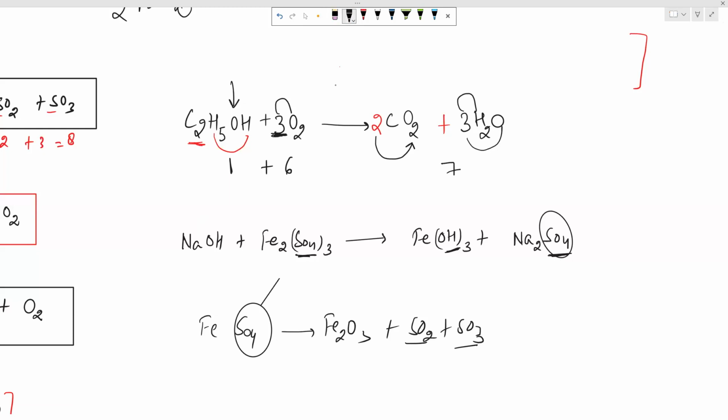Okay. So you can consider how many sulfate ions are there? 3. And how many are there? 1. How many OH ions are there? 3. How many are there? 1. So you can treat it this way. Okay. Now try to balance this one.